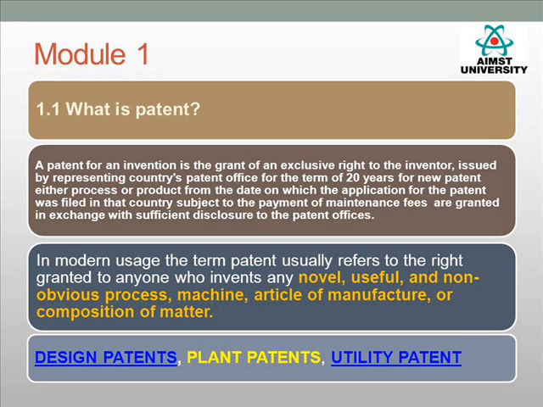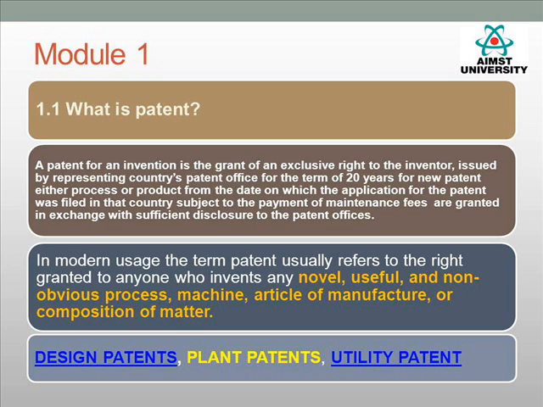Finally, a new category is utility models. A utility patent is issued for any process, machine, article of manufacture, or composition of matter, or any new useful improvement. In short, it covers the functional aspects of products and processes. This type of patent protects the way an item is used or works.